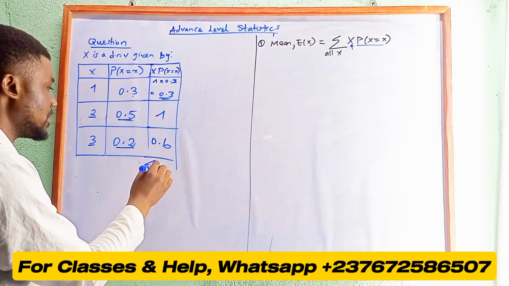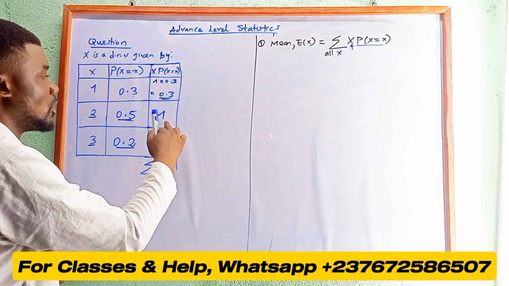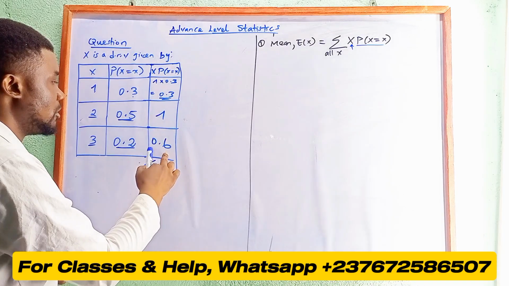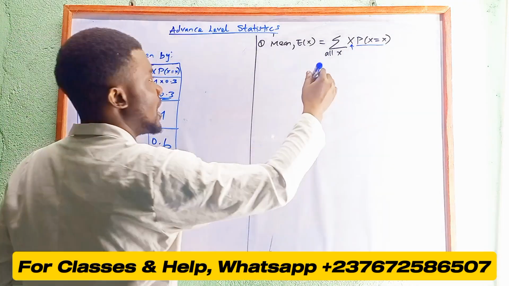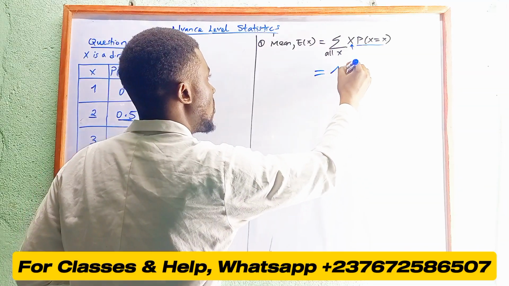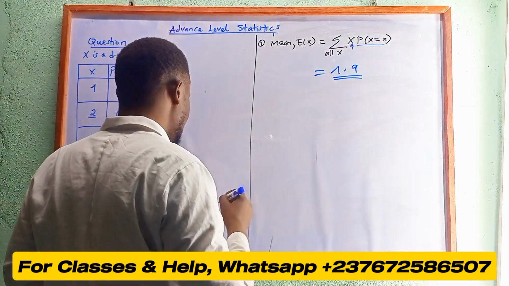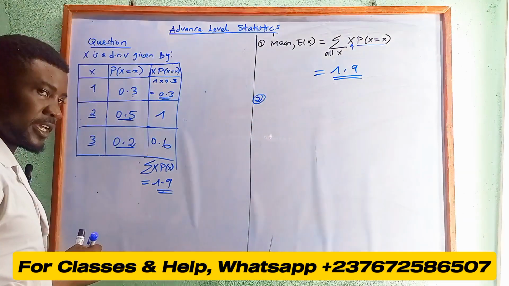We now sum them. If we sum them, it gives us 0.3 plus 1, that's 1.3, plus 0.6, that's 1.9. What does this mean? It means that by the formula, the expectation or the mean of this random variable is 1.9. That is the mean. We proceed to finding the variance.